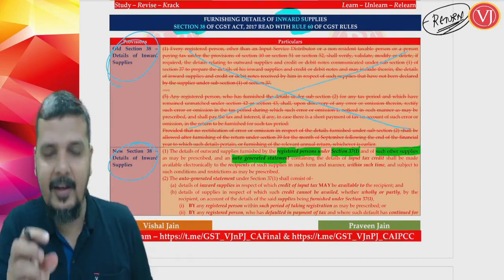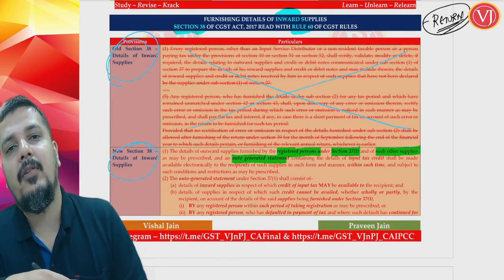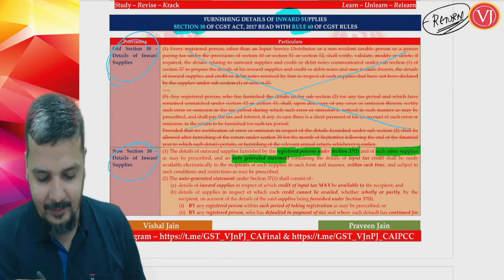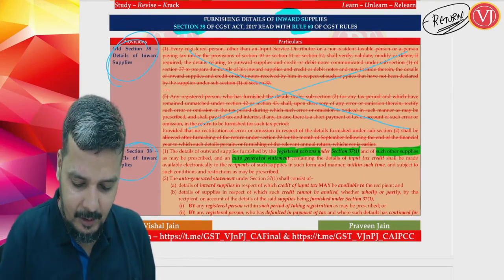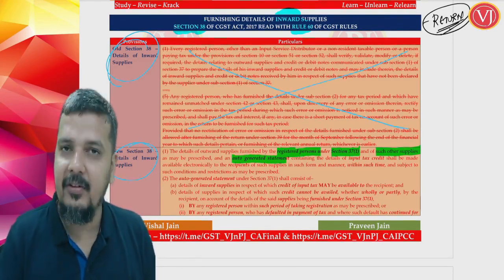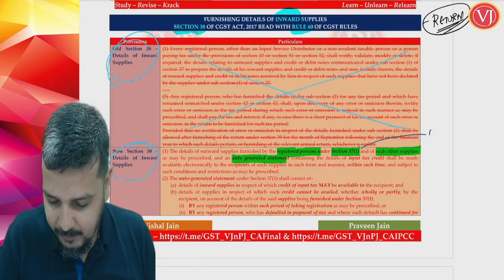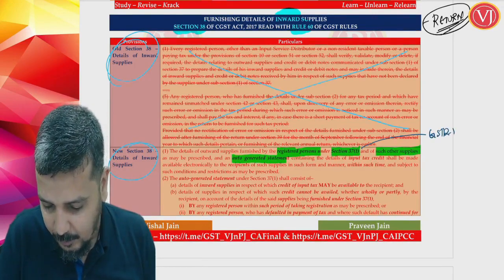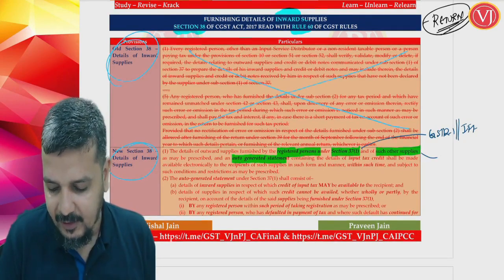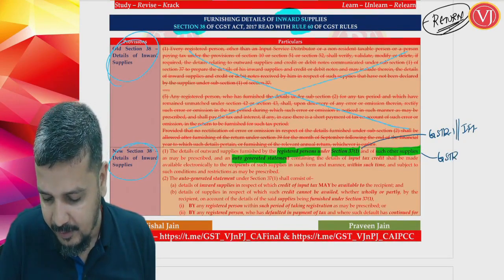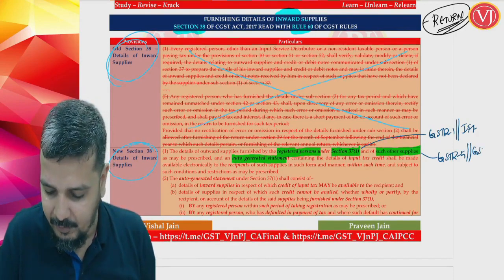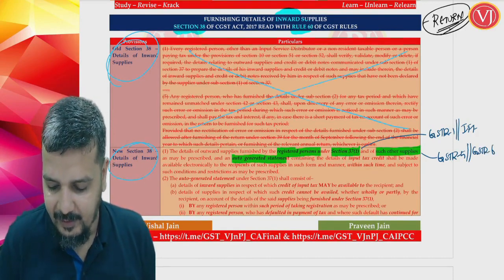Such other supplies here indicates that you are also talking about GSTR5 and GSTR6. So basically, when I talk about the registered person filing the outward supplies under section 37(1), my focus is on GSTR1 or the invoice furnishing facility. And such other supplies, there may be a non-resident taxable person filing GSTR5, an input service distributor filing GSTR6.